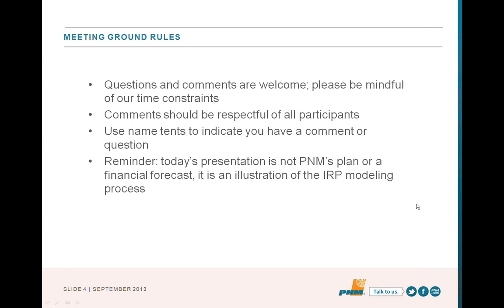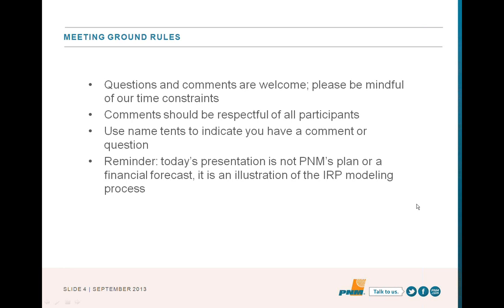The best way that those work is if we're just respectful of all our participants, and just one way that works is if we make sure our questions and comments are about the materials, not about any individuals. Another thing that works well is I'll be up here and Dean will be up here. You all have name tents in front of you.